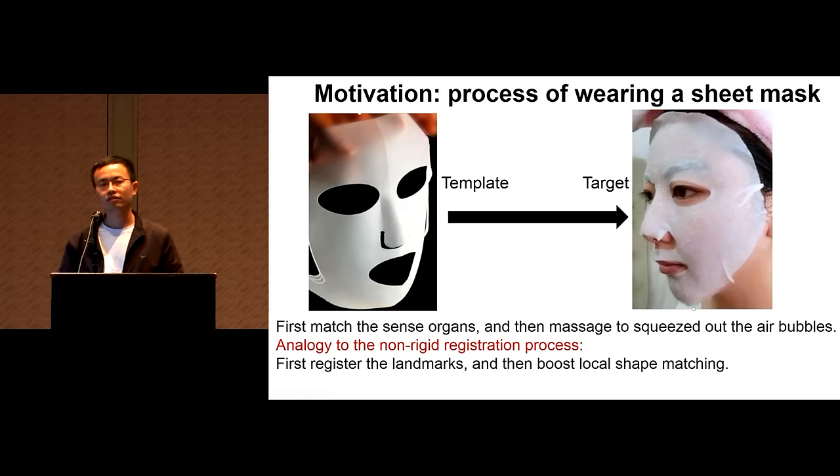Our idea is motivated by the process of attaching a sheet mask on a face. We choose the mask as the template and the face as the target. The process is to first match the sense organs and then massage to scratch out the air bubbles. It is an analogy to the non-rigid registration process. We can first register the landmarks and then boost local shape matching gradually.